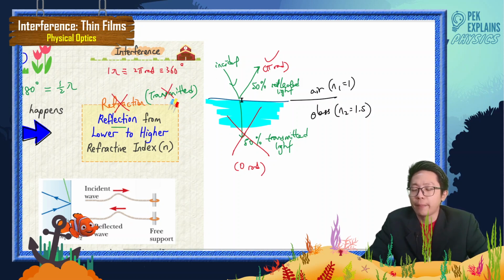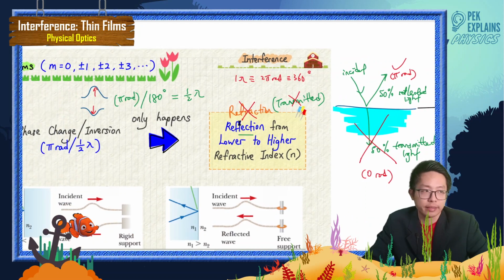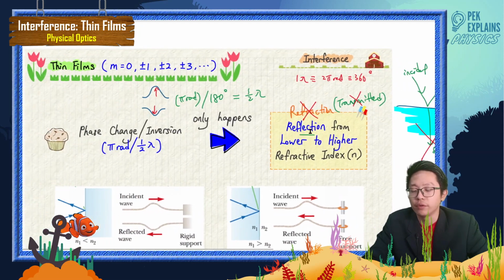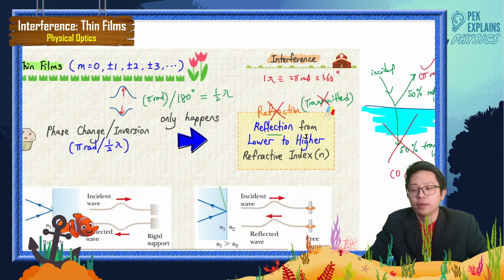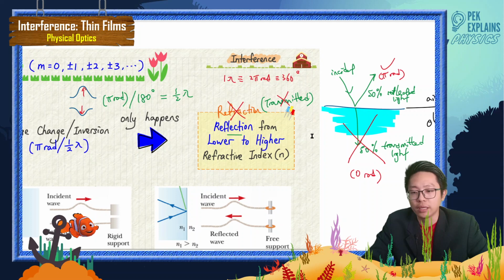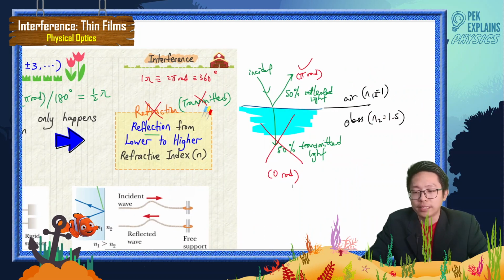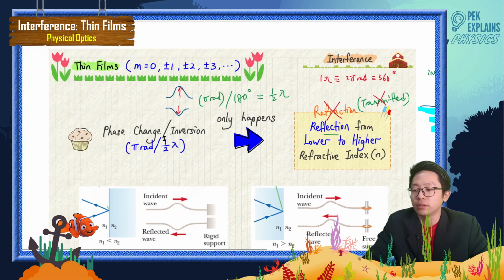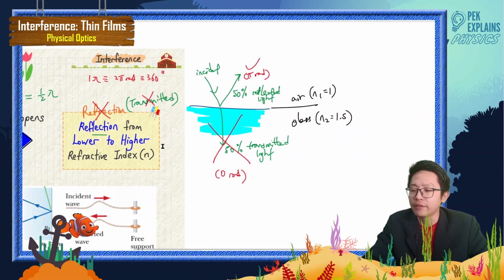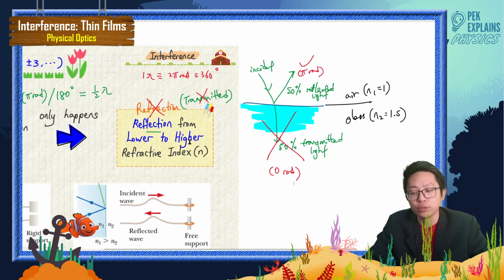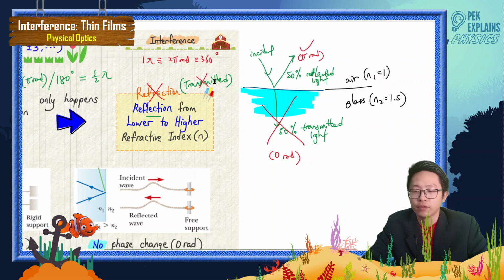So phase change only happens for the reflected light. What I can say is it only happens during reflection, and it must happen when the light is reflected from lower to higher refractive index. It means the light must go, let's say, from air going to glass. From air going to glass, reflection, and then the phase change happens, phase inversion happens, of pi radian or half lambda. It must happen from lower to higher. It never happens from higher to lower.